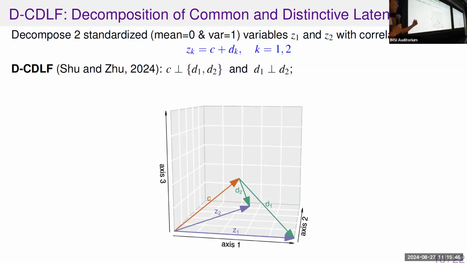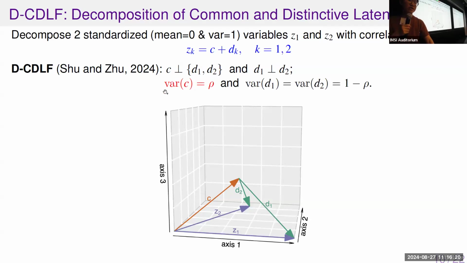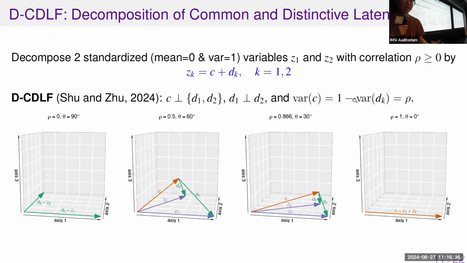In this three-dimensional space, we can guarantee the orthogonality between C, D1, and D2. And this orthogonality is unique if you have this third axis. One impressive result we have is that the variance of C is equal to the correlation of D1 and D2. Recall that D1 and D2 are standardized random variables, which means they have unit variance. So this result means the variance of D1 or D2 explained by C is equal to the correlation. And the variance of the distinctive part of D1 or D2 equals 1 minus rho. So you can see the norm, or equivalently the standard deviation, of C increases when the correlation of D1 and D2 increases.